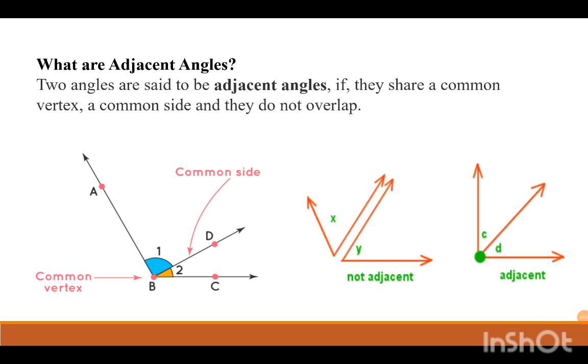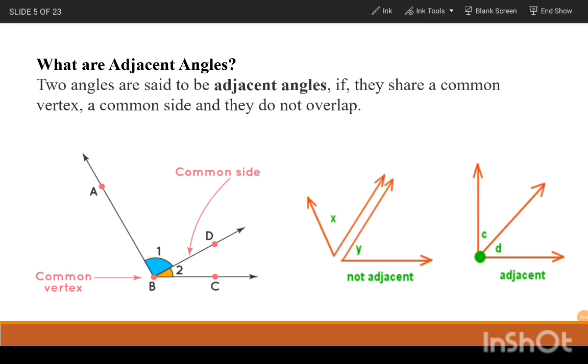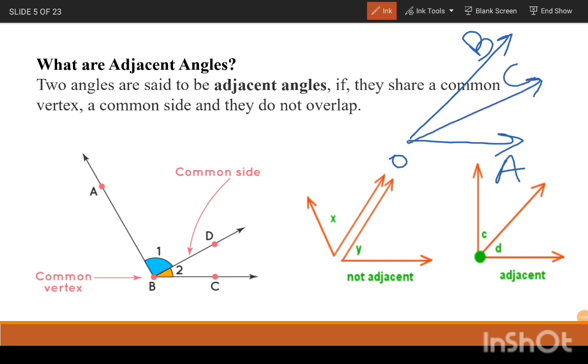For example, if this is a ray OA and we have the other ray OB, they are meeting at the same point, that is O. O is the vertex. But from O we have one more ray, that is OC. So now we have two different angles. One is angle COA and the other angle is BOC. Now these two angles have something in common.